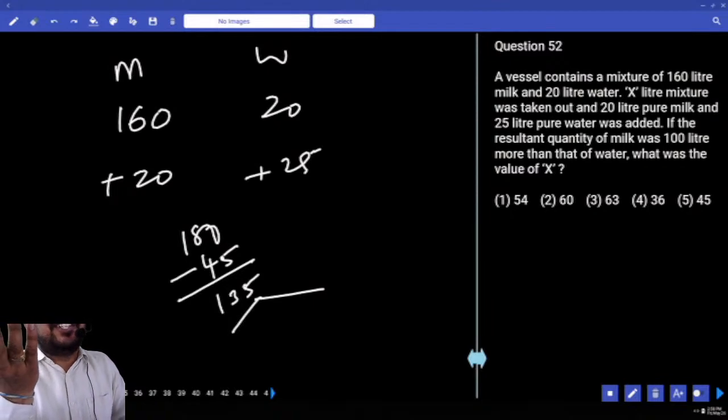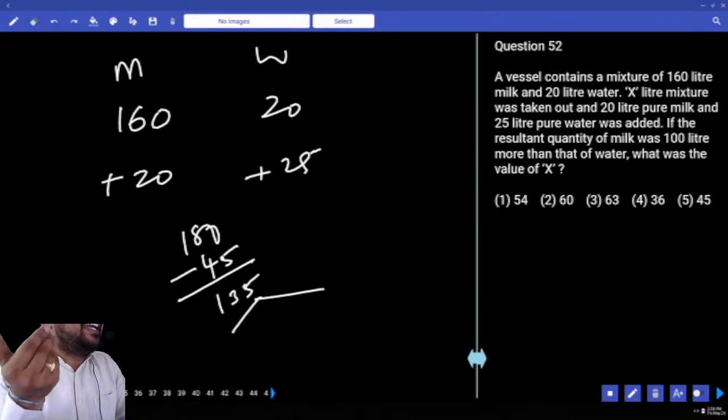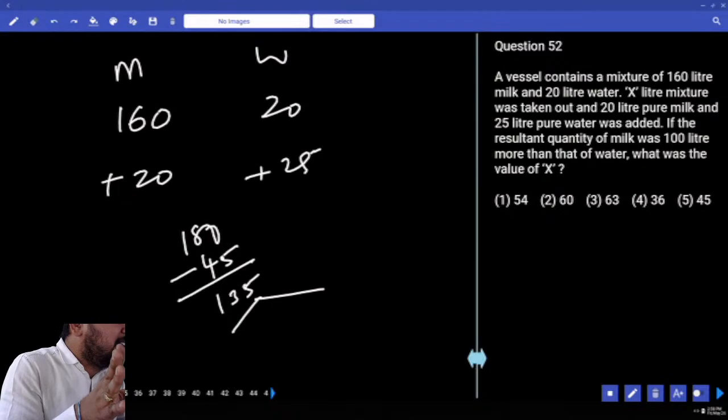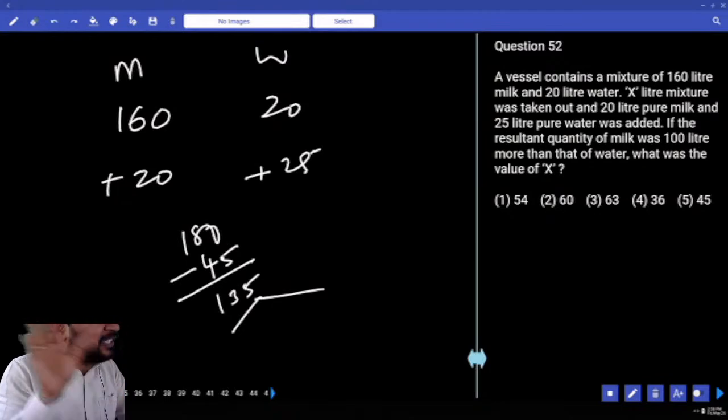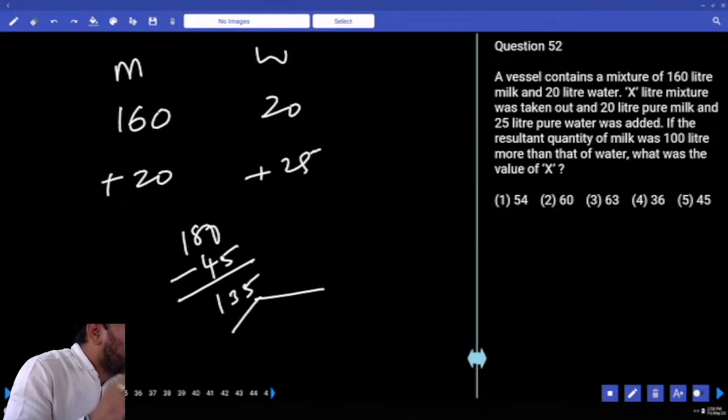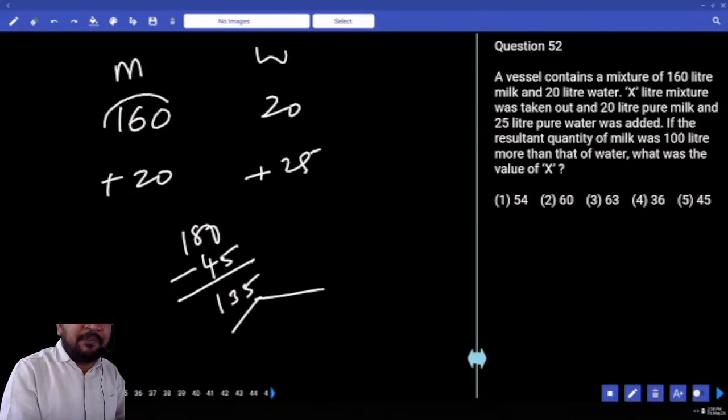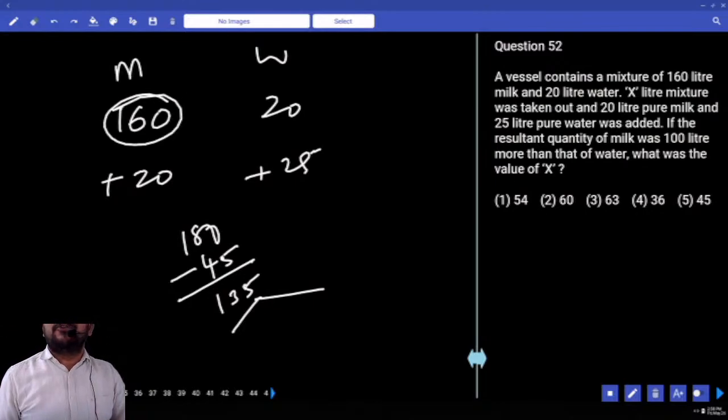25%. Think about it: 180 half is 90, 90 half is 45. And 25% of the quantity we removed, so 25% of the milk is coming out and 25% of the water is coming out. 25% of 160 is 40, the 1/4 value. If you remove 40 from 160, the remaining will be 120.